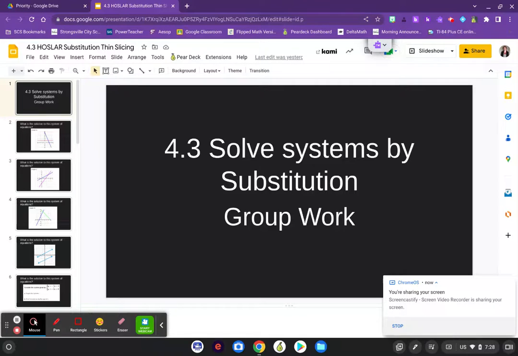Hassler here. In class to introduce lesson 4.3, which is on substitution, we did some board problems, and so I thought I would work through a couple of those board problems so that you can get the idea of substitution.